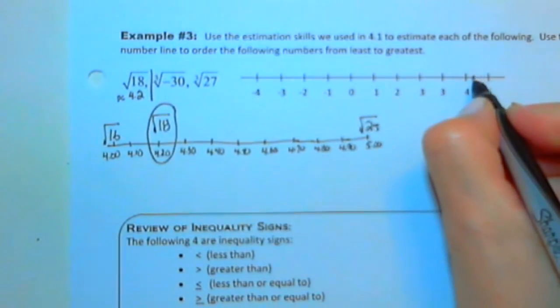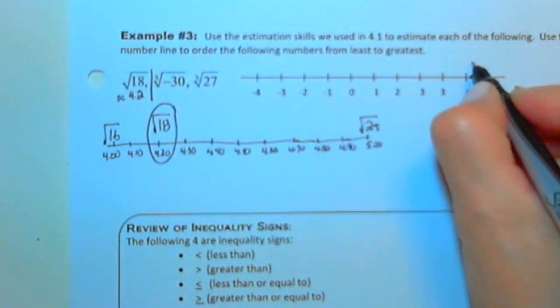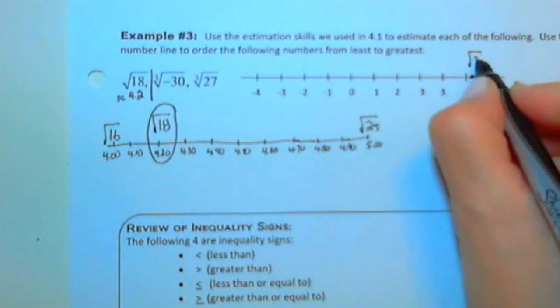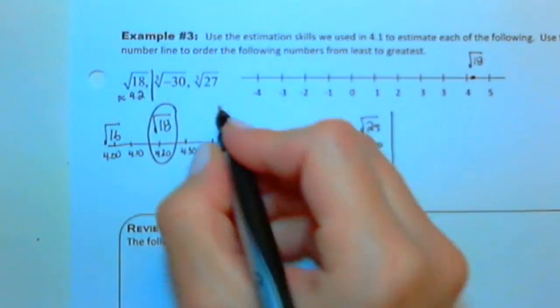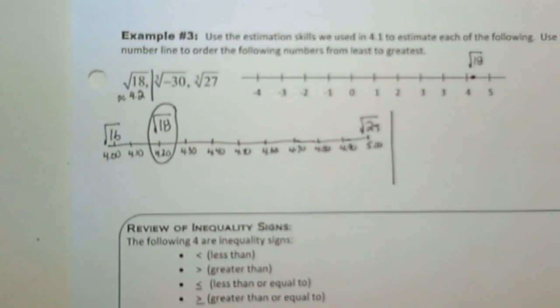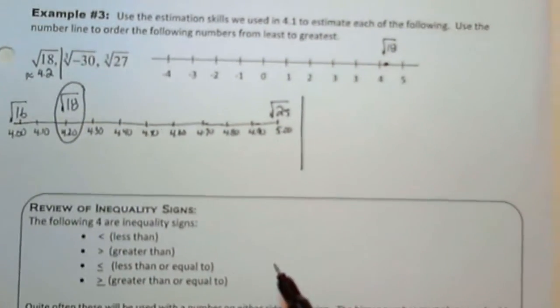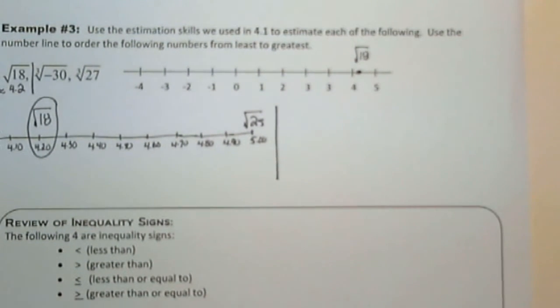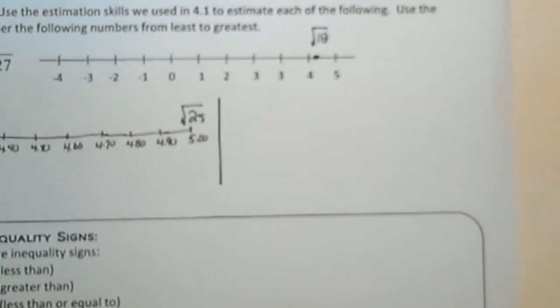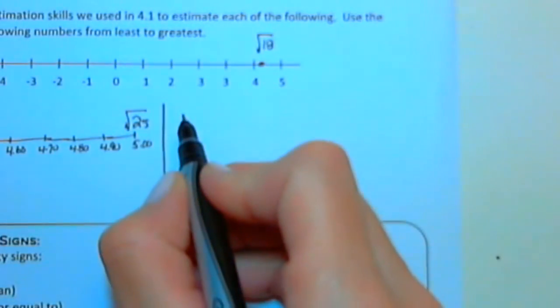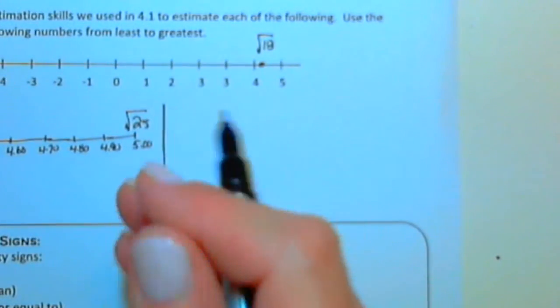Let's go up here. And right above 4.2, I'm going to put the square root of 18. Now, cube root of -30. It's not on my list, and negative cube roots are legal. So let's repeat the process for that question over here. What do we have? So the cube root of -30.